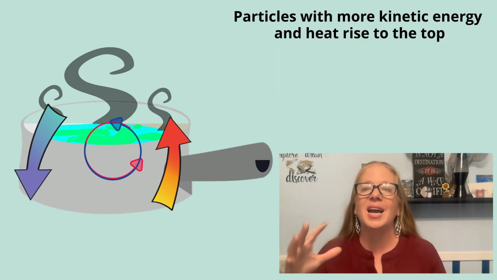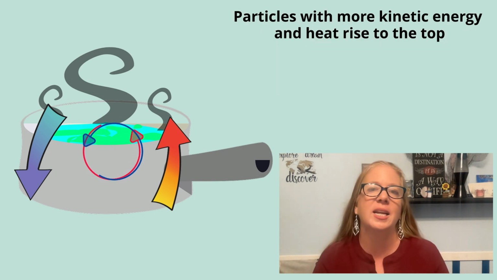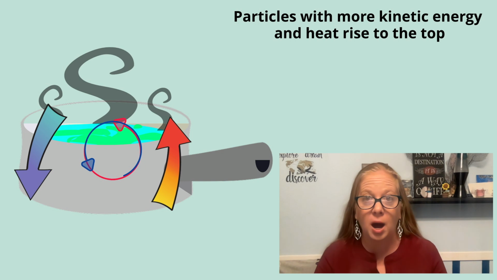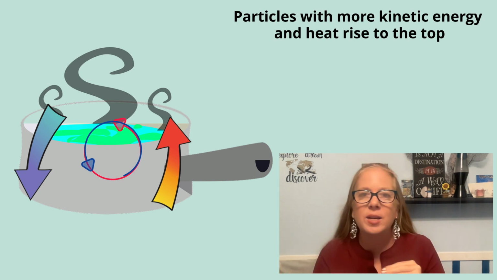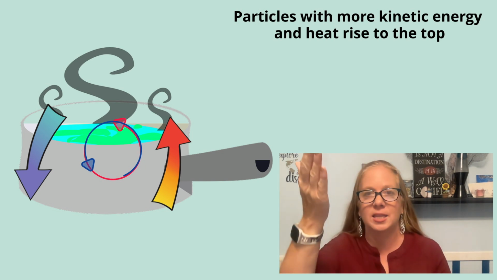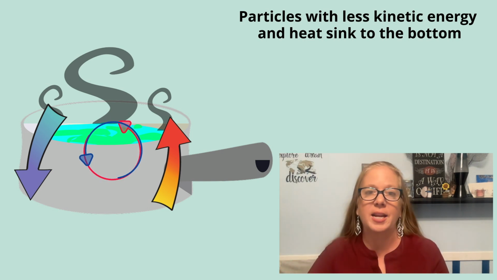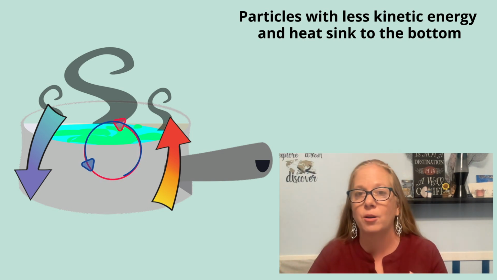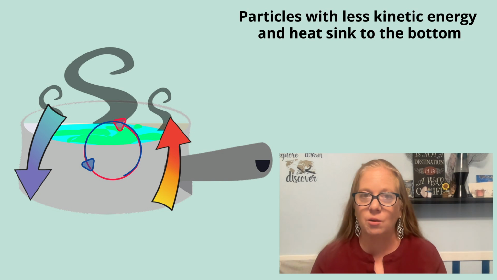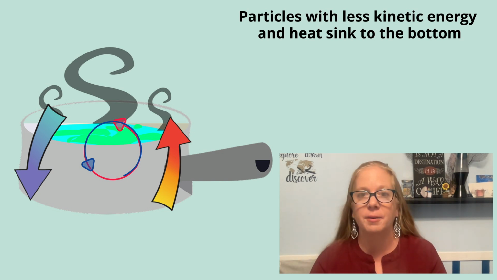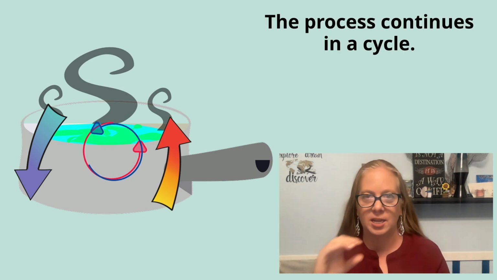The particles at the bottom increase in kinetic energy from conduction with the pot, and as they increase in kinetic energy, they rise to the top. And the particles at the top transfer their kinetic energy to the surrounding air particles. Now this slows them down and they sink back to the bottom. The process continues in a cycle.